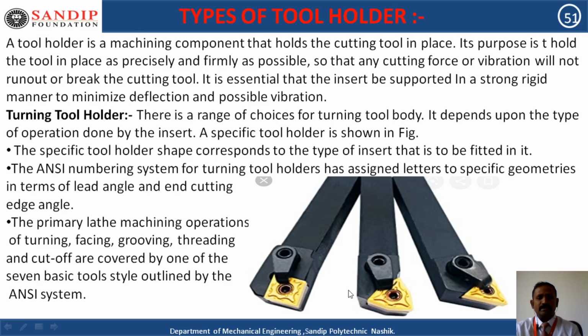These are the square insert, this is a triangular insert, this is an exact triangular insert. These four edges we can use, one after another, as each edge wears out. Here three edges are given. Their material may be carbide, tungsten, yeah, diamond also. The standard numbering system for turning tool holders has assigned letters to specific geometries in terms of lead angle and end cutting edge angle, because this is a single point cutting tool, with an insert also. There is common terminology: rake angle, which may be positive or negative, back rake angle, cutting edge angle, clearance angle, likewise, each with a specific function.